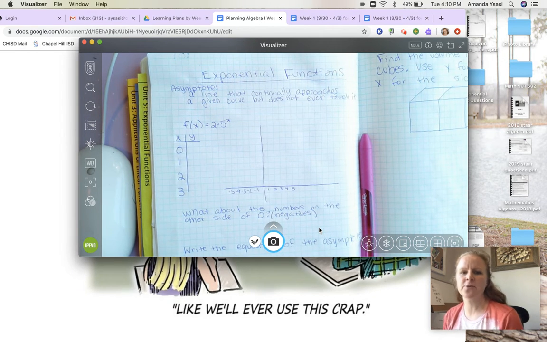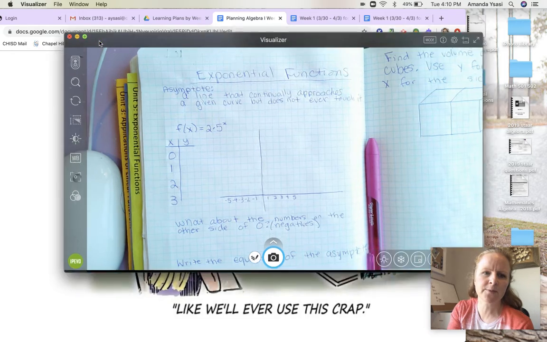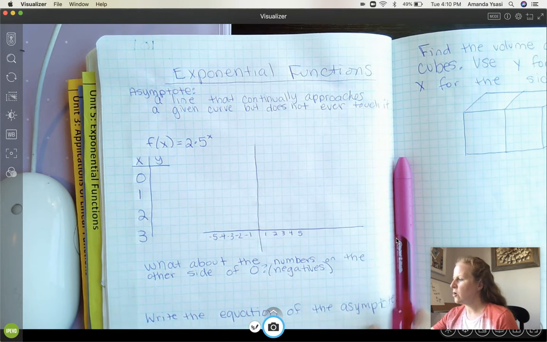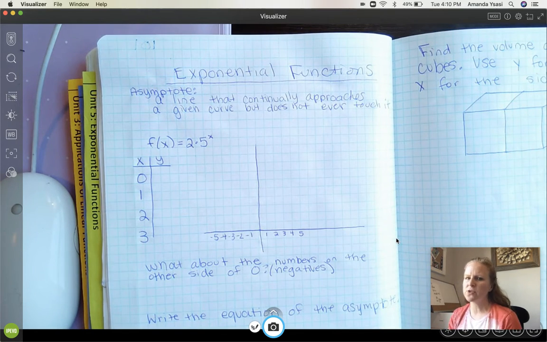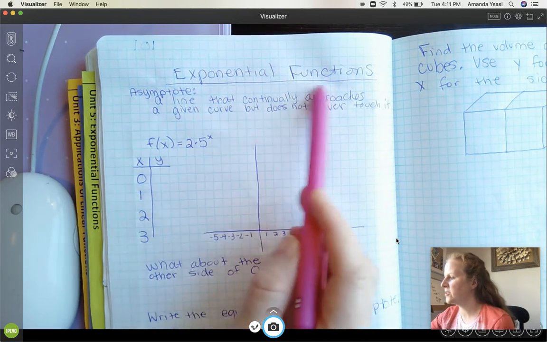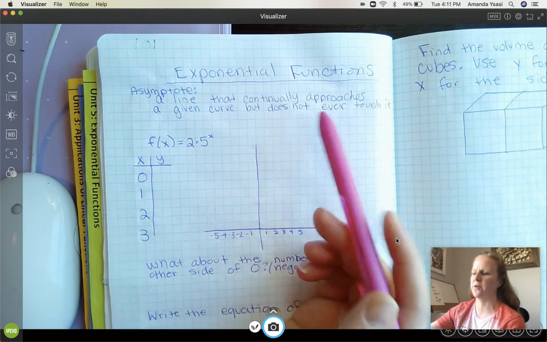Okay, so exponential functions. An asymptote, let me make this bigger. An asymptote is a line that continually approaches a given curve but does not ever touch it. So it's going to approach, but never actually touch it. I talked about this a little bit. I can get closer and closer to the wall by taking half steps, but I can never actually be at zero distance from the wall, though I'm approaching zero. So that's what you'll see exponential functions have.